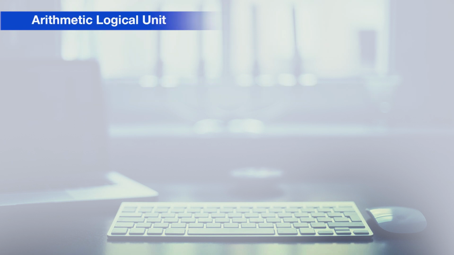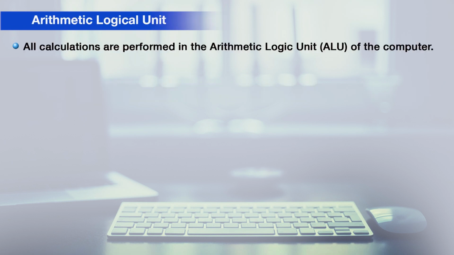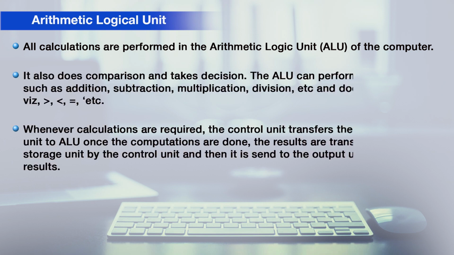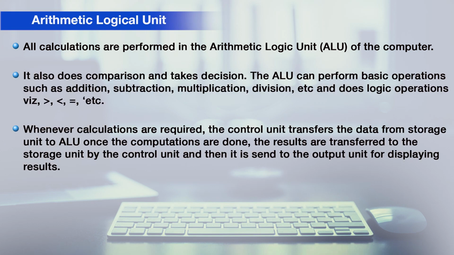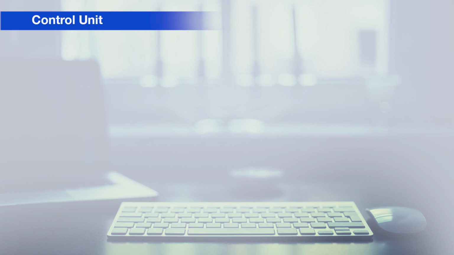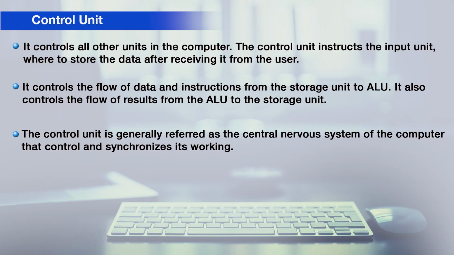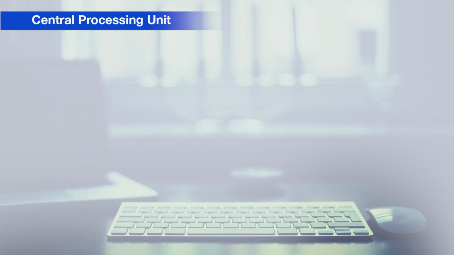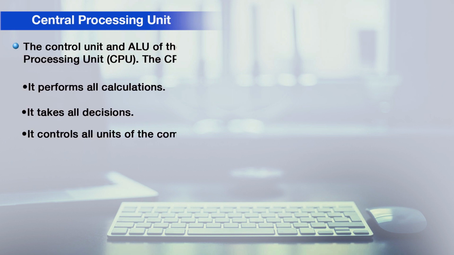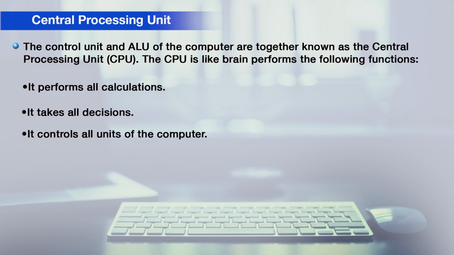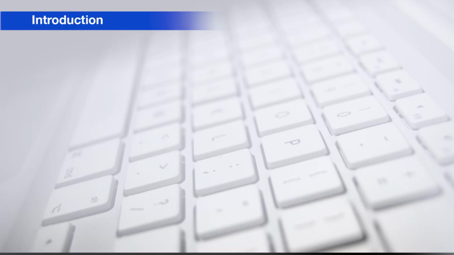Arithmetic logic unit. All calculations are performed in the arithmetic logic unit, that is called the ALU of the computer. It also does comparison and takes decisions. Control unit. It controls all other units in the computer. Central processing unit. The control unit and ALU of the computer are together known as the central processing unit, that is also called the CPU.